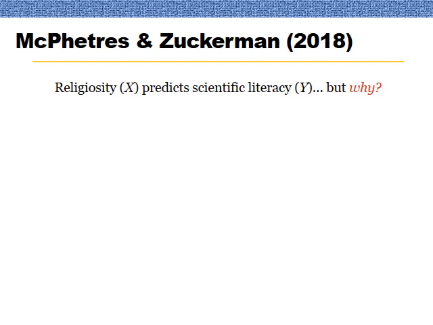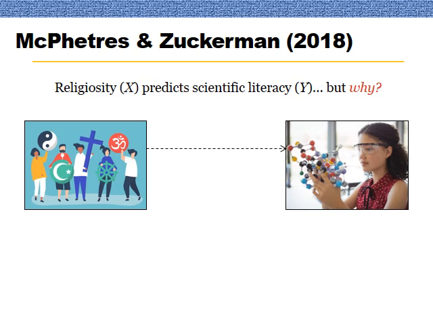Imagine we did a study which found that there was a relationship between religiosity and scientific literacy. Specifically, we find a negative relationship between these variables. As religiosity increases, scientific literacy tends to decrease. Once a study has established that relationship, the researchers might reasonably wonder, why is it that these two variables are related to each other? Why is it that more religious people tend to be less literate at science?